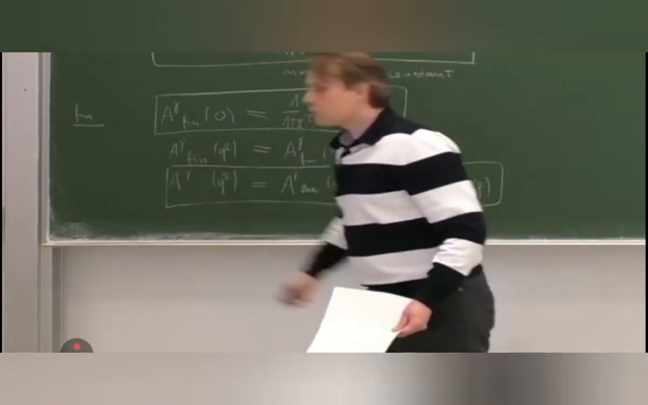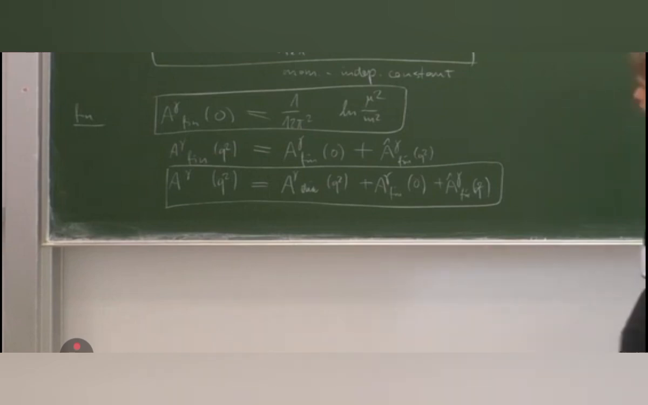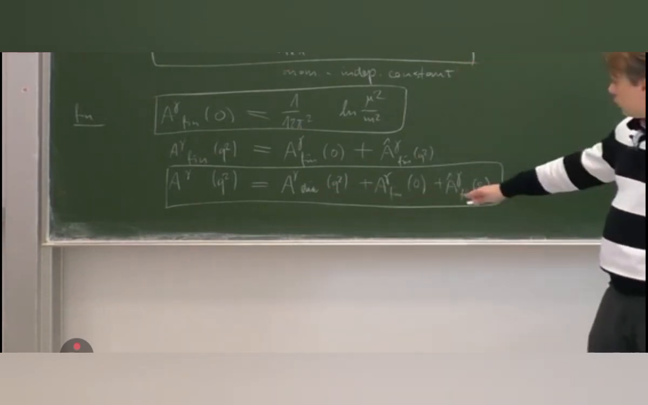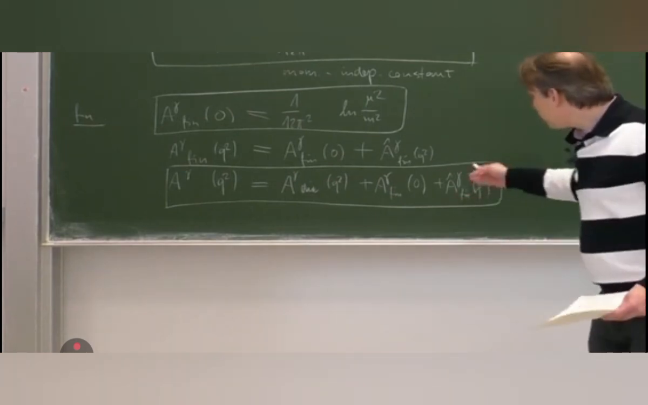So this is now the way how we split our a gamma into 3 contributions: divergent, finite at 0, and a rest. And the rest is then of course the interesting thing which gives us the physical dependence on q square.